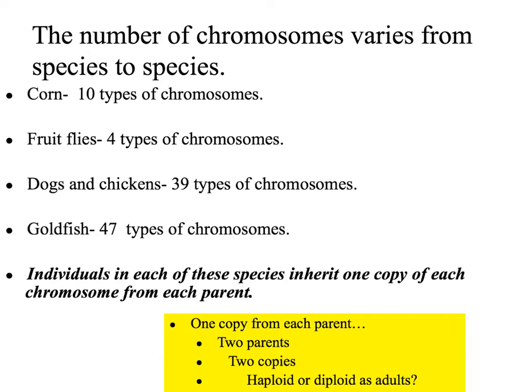Individuals in each of these species inherit 1 copy of each chromosome from each parent. This means they have 2 copies of each chromosome. That means that total, they will have twice as many chromosomes as they have types. For example, humans have 23 types of chromosomes, but we have 46 chromosomes total. 1 of each type comes from each of our parents.